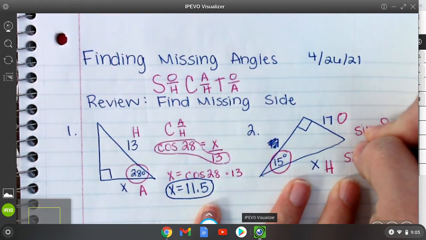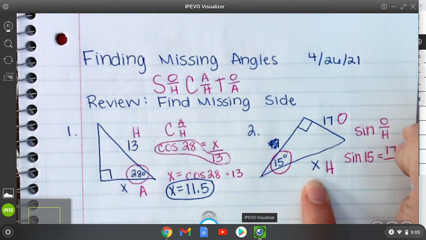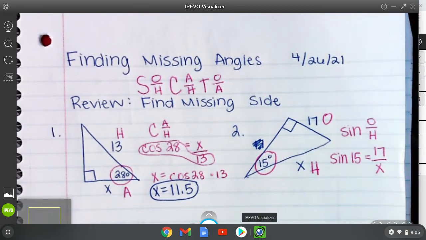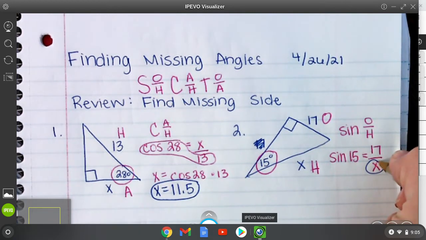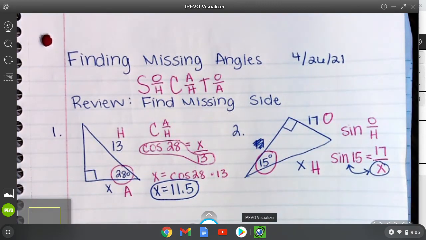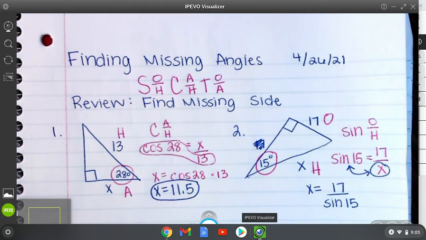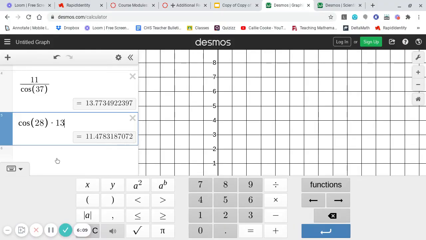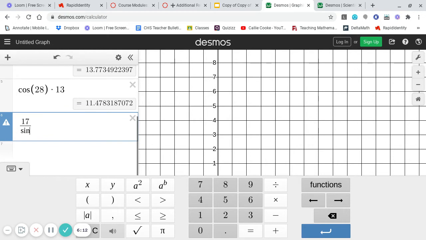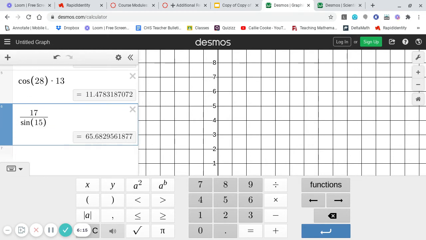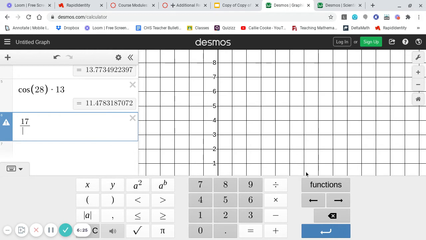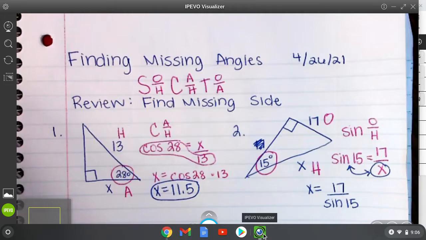So this is sine, or we're going to do O over H. So the sine of 15 equals the opposite, which is 17 over x. And this time, because x is in your denominator, we solved this out Friday in our notes, but what we found a pattern was just to switch x and the sine of 15. So x equals 17 over the sine of 15. So that's 17 over sine of 15. And you get 65.7. Is that what you got? Yeah. Oh, wait, that's kind of big, but that's the answer.